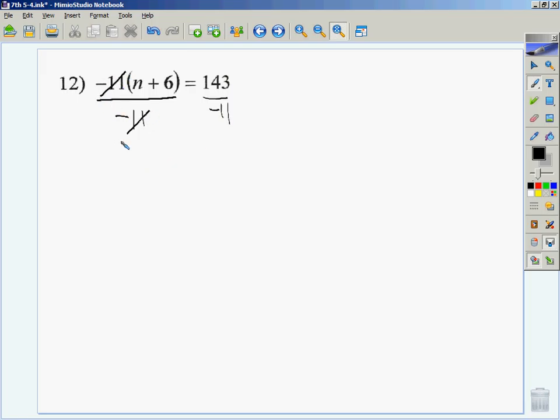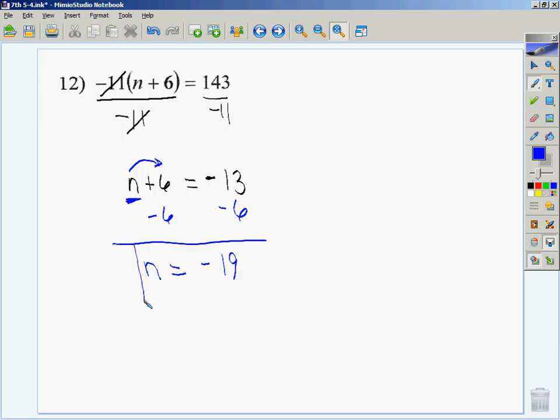The negative 11s are going to cancel out, leaving me n plus 6. A positive divided by a negative is going to be a negative. And 11 goes into 143 negative 13 times. If I'm trying to get n by itself, I've got to get rid of the positive 6. I subtract 6 from both sides. Both of them have the same sign. I'm going to keep their sign, and I am going to add the 2 numbers together, so it would be a negative 19.